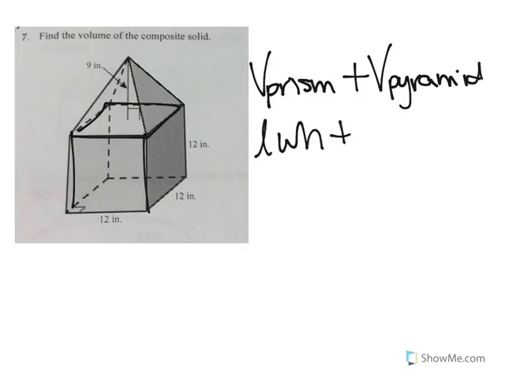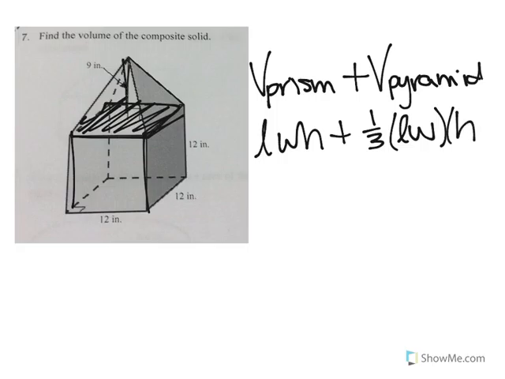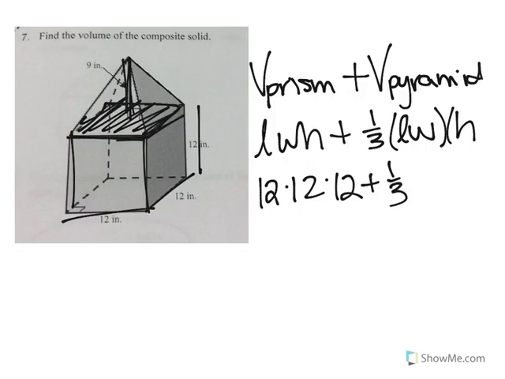And then the volume of the pyramid is going to be 1/3 base area, which in this case we know that the base is a rectangle or square. So it's going to be length times width times the height of our pyramid. Okay, so the length is 12, the width is 12, the height is 12, so 12 times 12 times 12, plus 1/3, we see that the length is 12, the width is 12, and the height of our pyramid is 9.